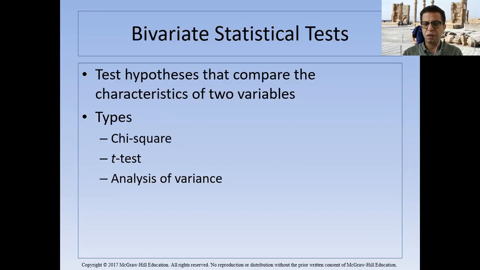There are three types of tests you use for your hypothesis: the chi-square, the t-test, and the analysis of variance. We'll talk more about this in the next class, but it's not bad to introduce it in general. These are tests of hypotheses that compare the characteristics of two variables, not a single variable. When you do one variable, mostly you're going to look at the mean, mode, and median.